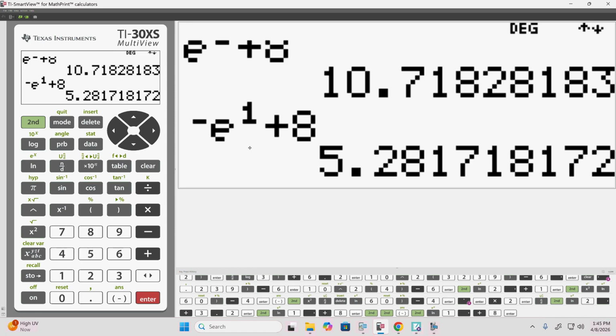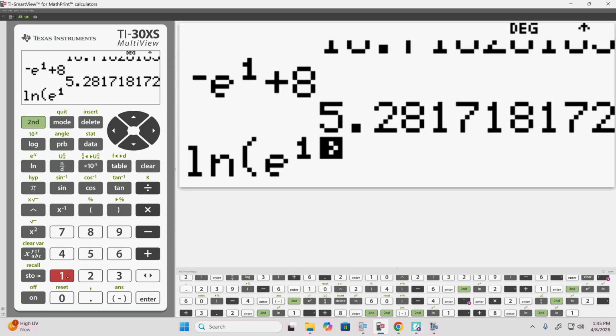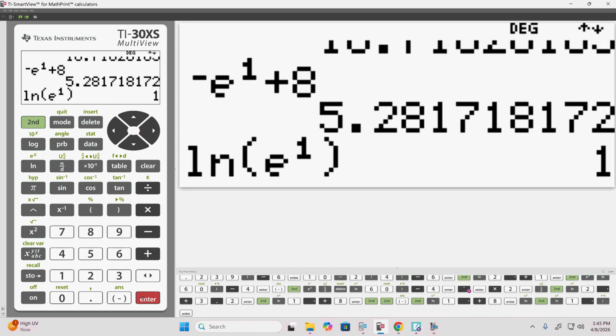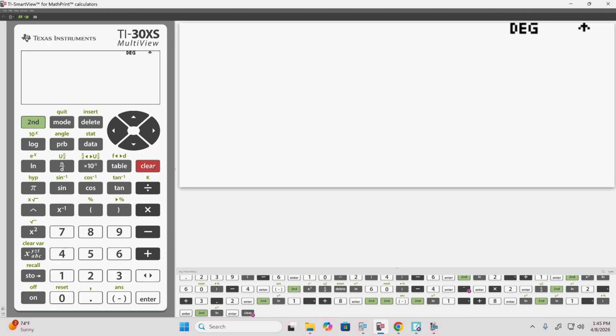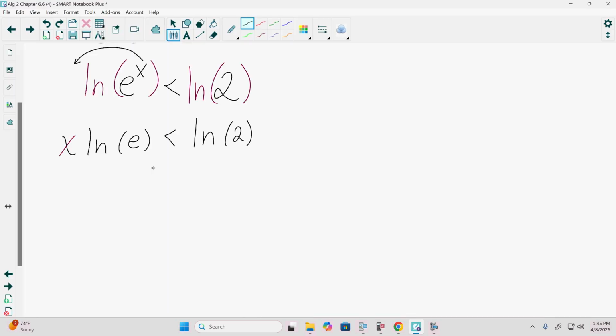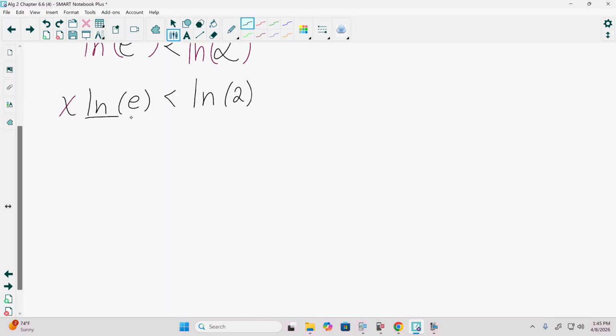Natural log of e is 1. If you're typing e into the calculator, it doesn't matter if the exponent's 1 or not, we have to put it. The calculator has to have an exponent for e. Has to have it. So that told us that this is 1.